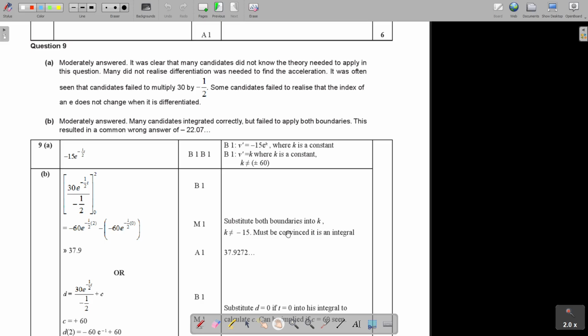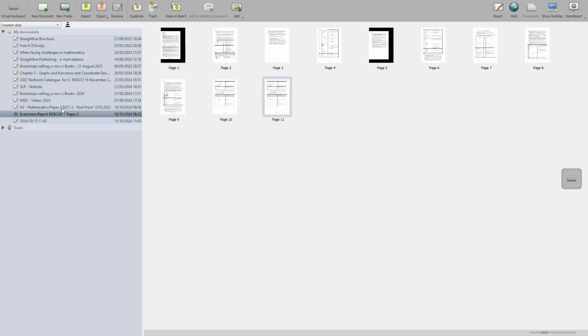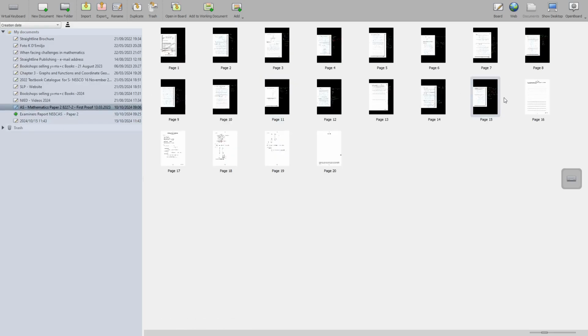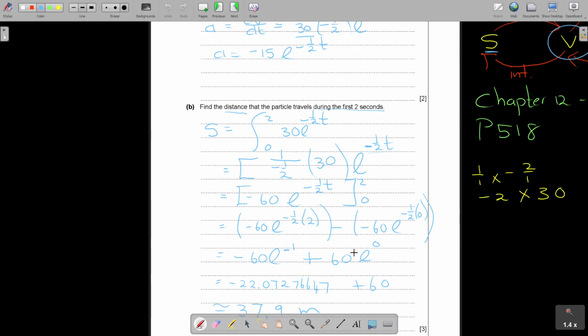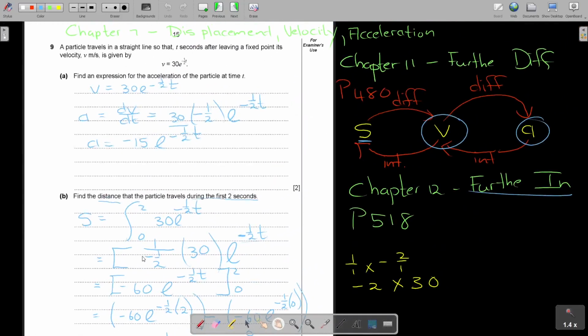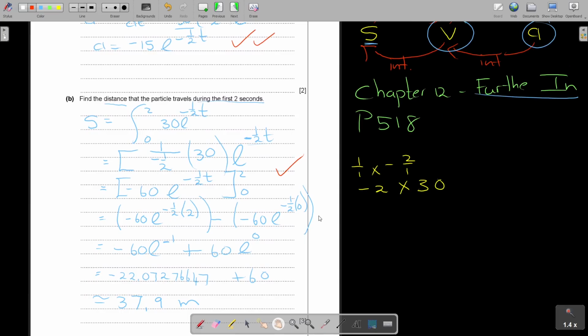So the next one was moderately answered. Many candidates integrated correctly but failed to apply both boundaries. They didn't substitute. This resulted in a common wrong answer. But if you were correct, we can just look at the top part. So for the integration, they gave you a mark, and then for the substitution, another mark, and then for the final answer. So let's just go back to the question paper and show that marks. Okay, see, so where did they give you the marks? Let me show you. So basically, if this was correct, you got your 2 there. And then for your integration part, you got your 1 mark there. And for your substitution mark, you got there. And then for the final answer.